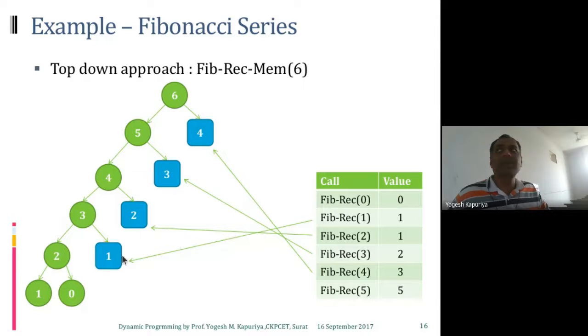So basically now for making a further call to 1, it will use this table and retrieve the value of 1 from the table only. So again it goes back here. This is how it constructs the outcome, right?